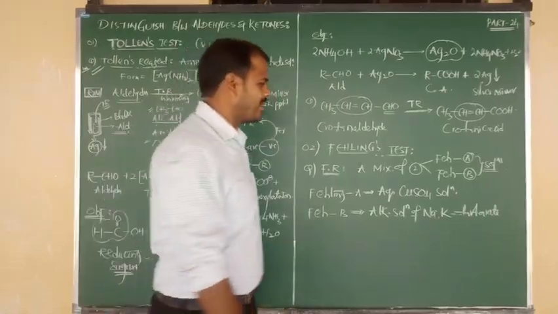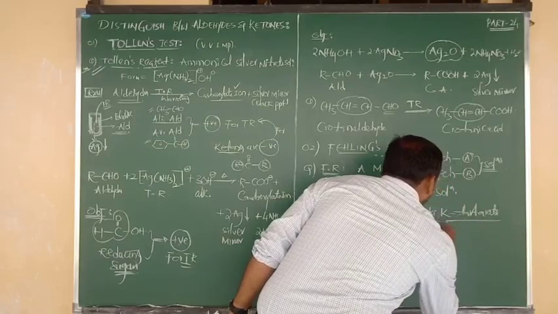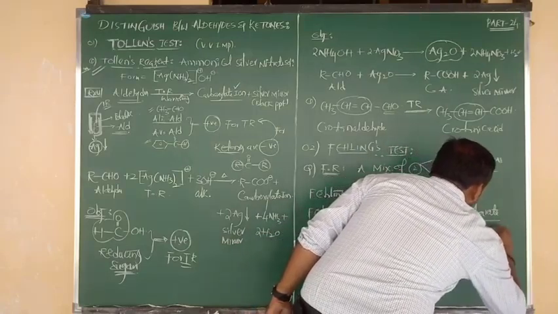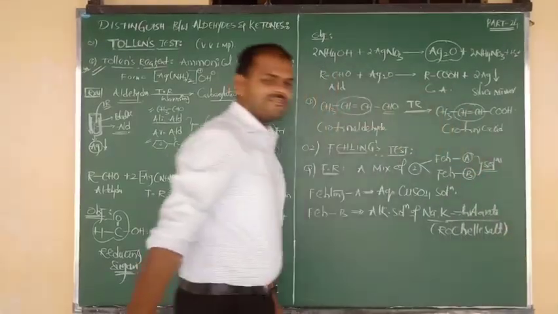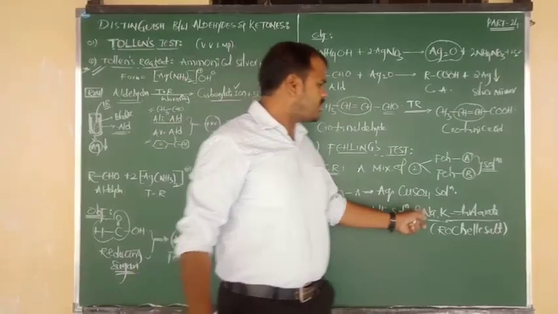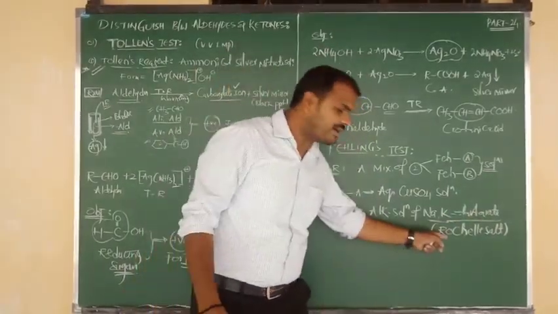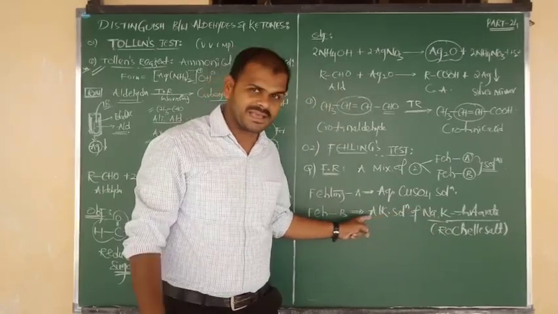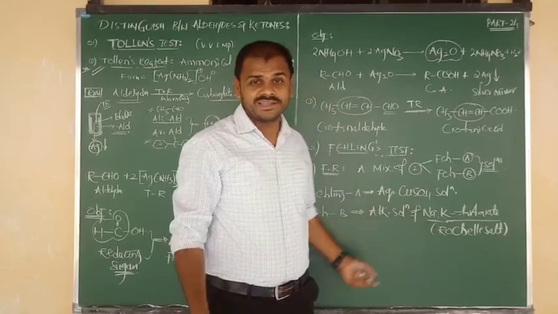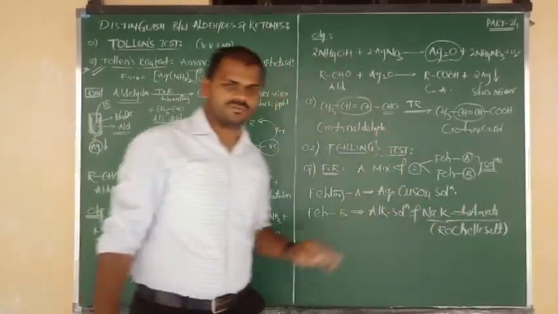Try to remember one more point. Sodium potassium tartarate is a salt, and its name is Rochelle salt. Very important, repeated question. What is meant by Rochelle salt? Sodium potassium tartarate is known as Rochelle salt. To that salt we add water and some base. So it is an alkaline solution of Rochelle salt, or an alkaline solution of sodium potassium tartarate.